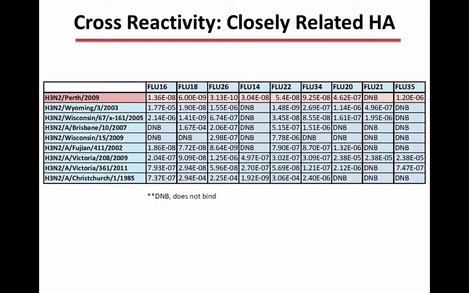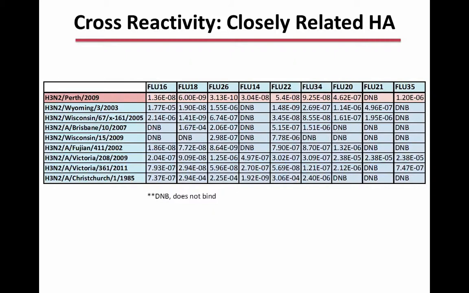You can see in the table here the names of the closely related H3 strains that we're screening against, so they're closely related to the Perth vaccine strain. And it should be clear that many of the antibodies we screened did bind to these other strains as well, or in some cases even better than they bound to the vaccine strain.